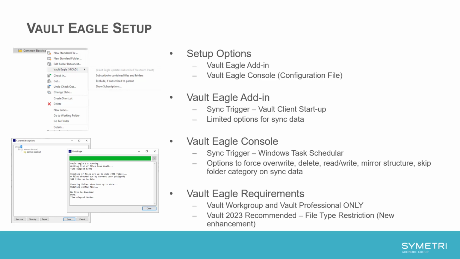A second option we have is our Vault Eagle console, which consists of a configuration file that sits within Vault. With this option, we can trigger this configuration file via Windows Task Scheduler, which can be run on application startup, on a scheduled task, or on Windows login. We have additional options with this console type in that we can force overwrite local files, we can delete files, we can set a write flag on our local files, we can mirror structures, skip folder category, or only synchronize electrical data that is a particular lifecycle state.